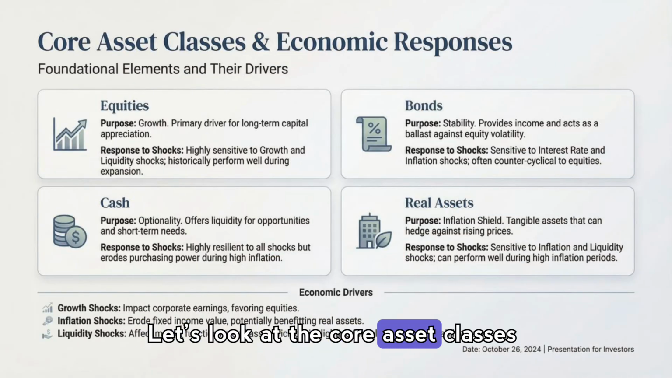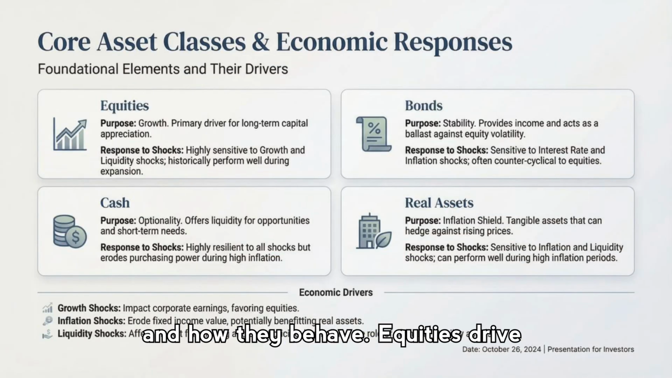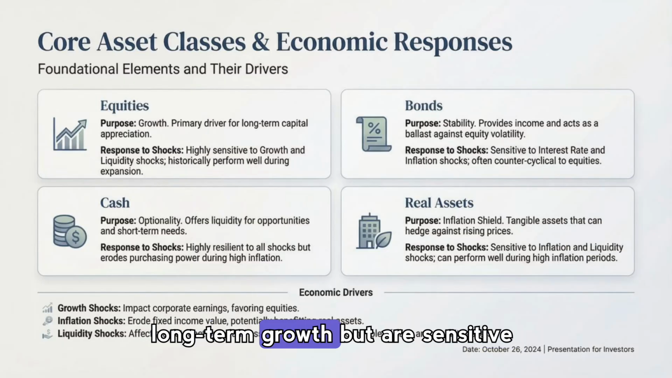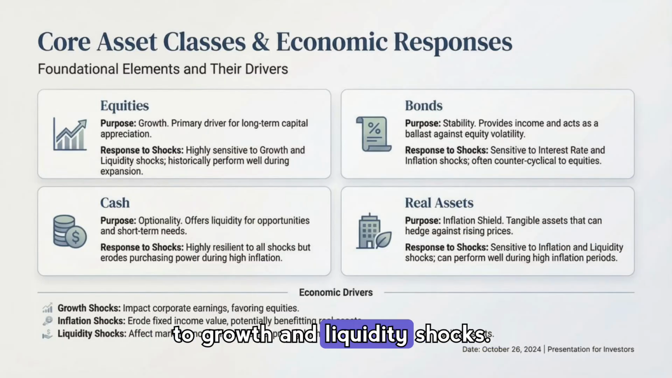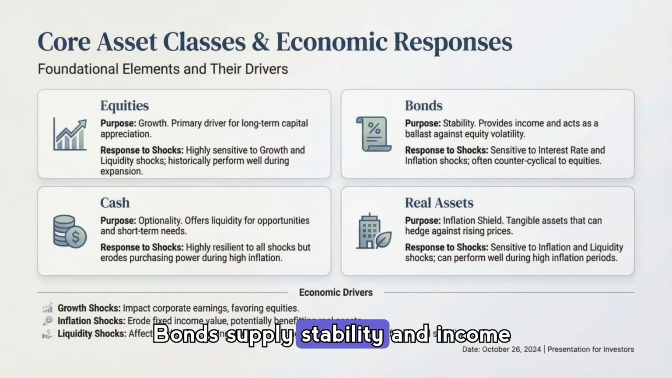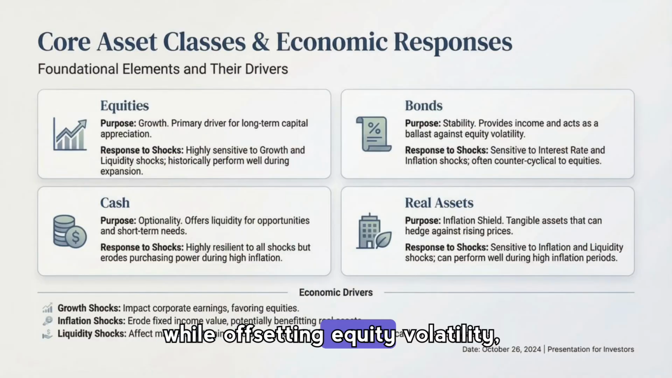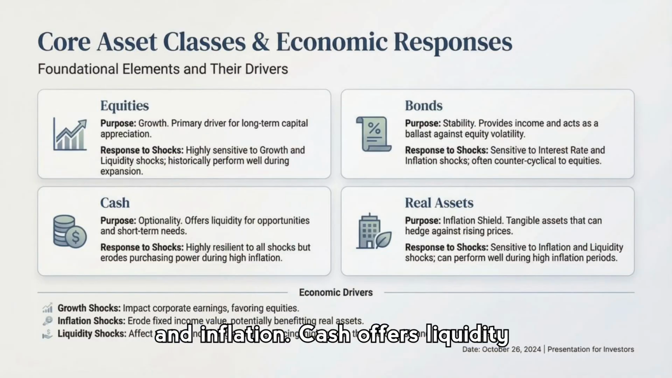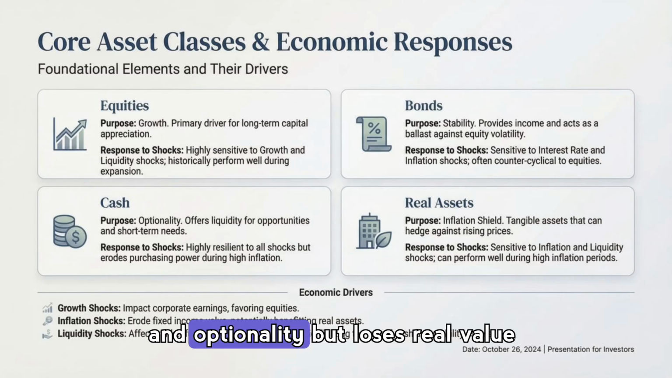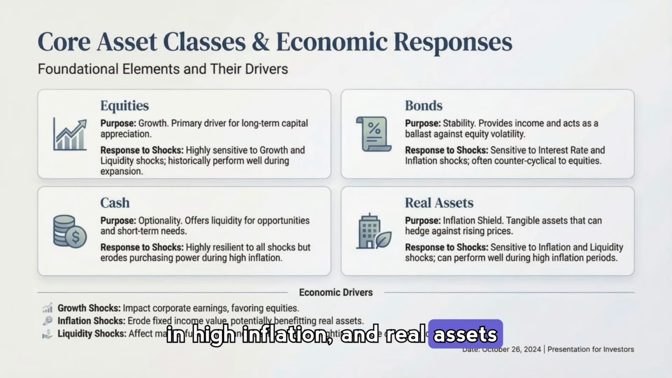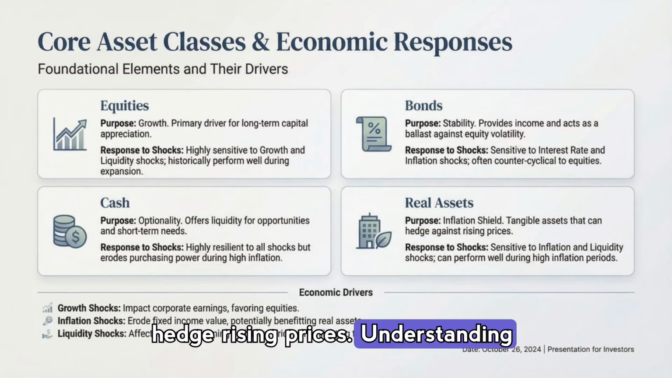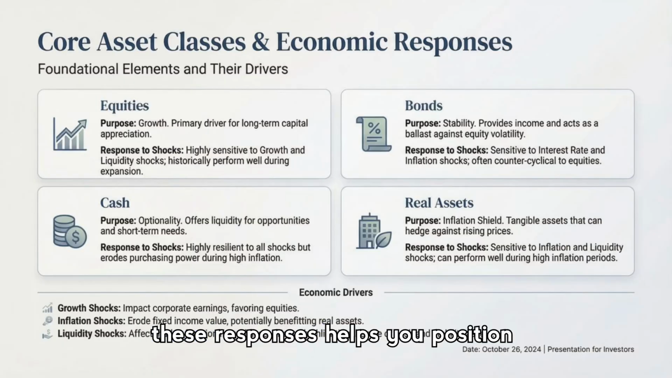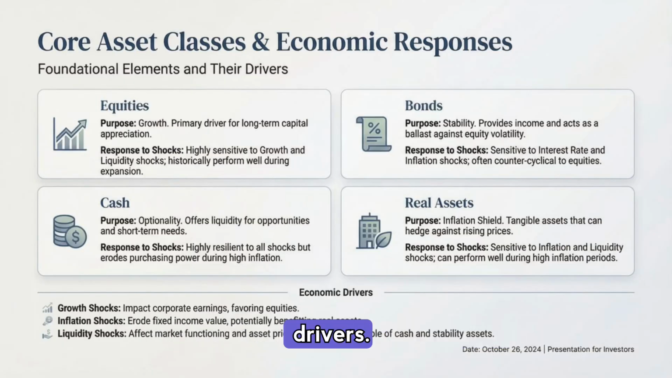Let's look at the core asset classes and how they behave. Equities drive long-term growth, but are sensitive to growth and liquidity shocks. Bonds supply stability and income while offsetting equity volatility, though they react to interest rates and inflation. Cash offers liquidity and optionality, but loses real value in high inflation, and real assets hedge rising prices. Understanding these responses helps you position assets for different economic drivers.